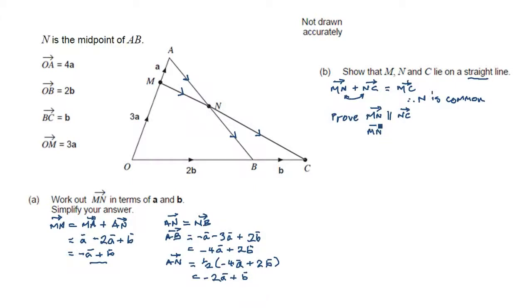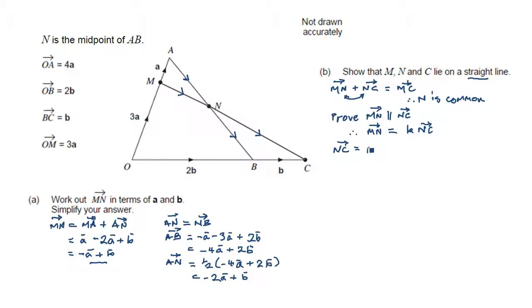Now, if they're parallel, what we will have is M to N must be equal to some constant K times N to C. So that's what we've got to prove. Okay? If they're parallel, then MN must equal some scalar times N to C. Now, we haven't yet found N to C. Okay? We've got M to N in the first part of our question. We haven't got N to C.